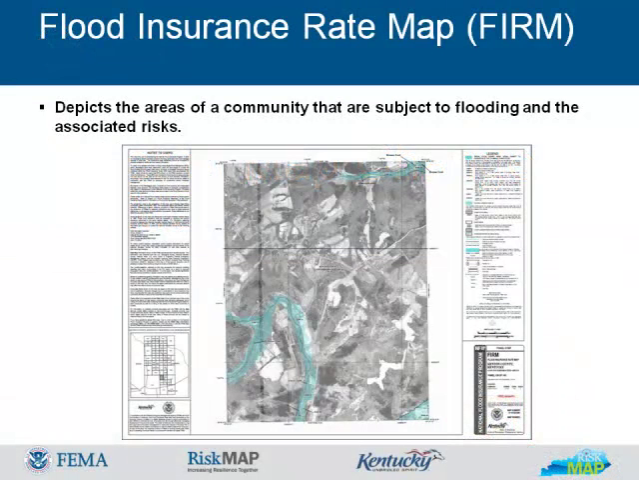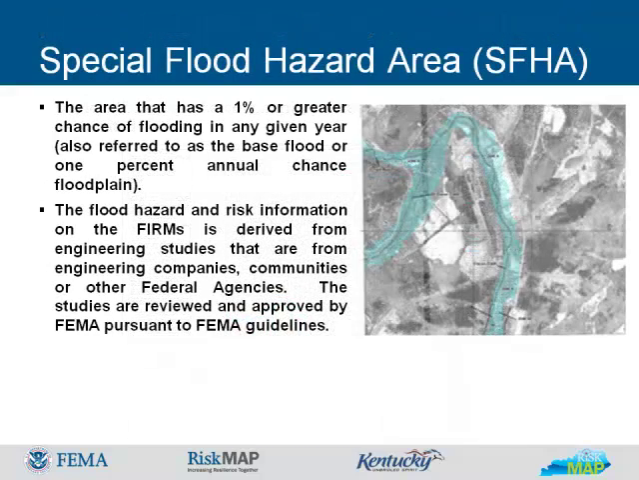The flood insurance rate map depicts the areas of a community that are subject to flooding and the associated risks. As part of the National Flood Insurance Program, FEMA identifies flood hazard areas throughout the United States and its territories. These areas are generally identified on flood insurance rate maps, or FIRMs.